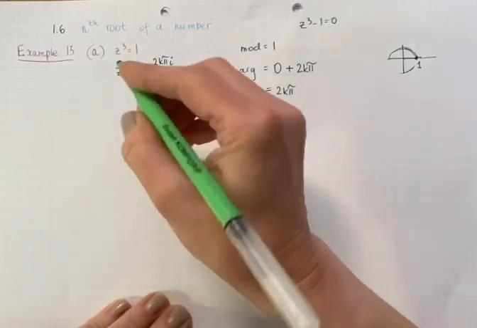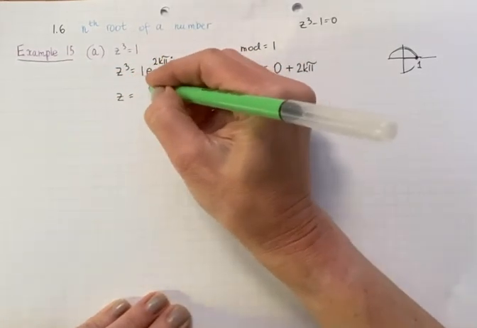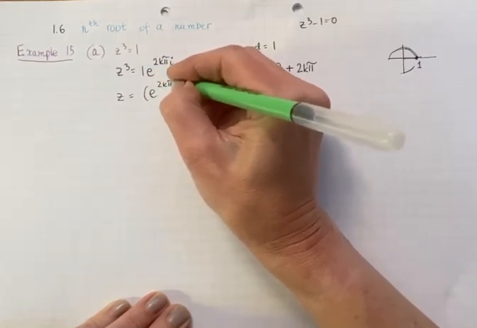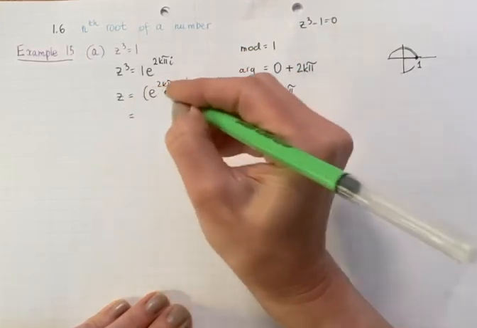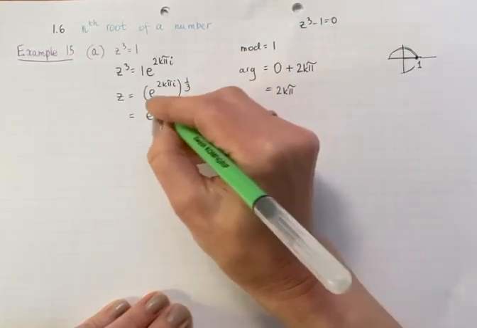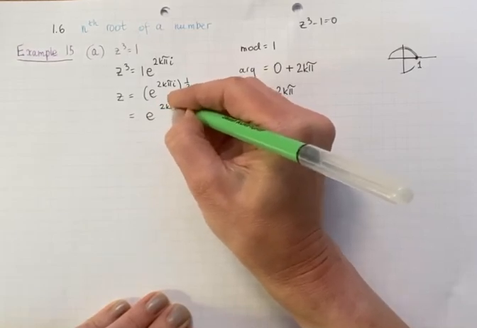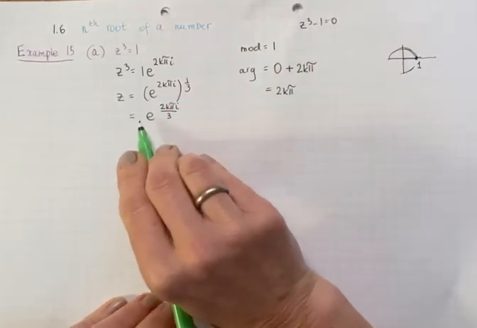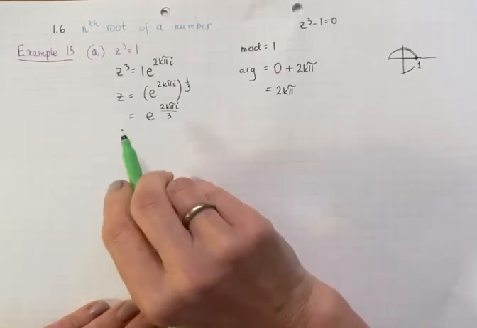So we're going to cube root it, i.e. raise it to the power of a third. So you get z is equal to e to the power of 2k pi i, raised to the power of a third. Multiply the powers, so it's 2k pi i over 3. So this is a general root, but we need to find 3 different roots.